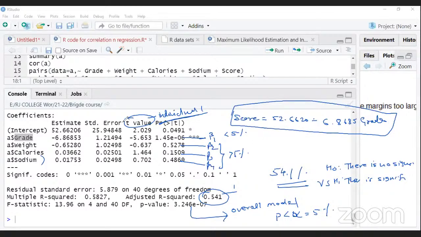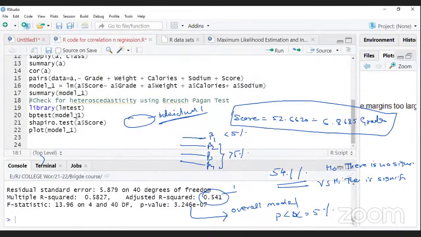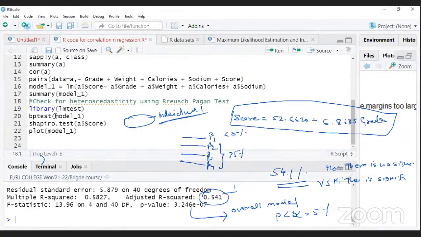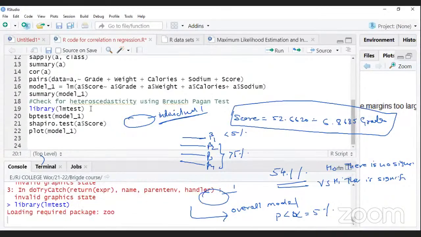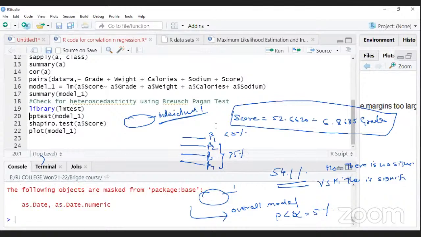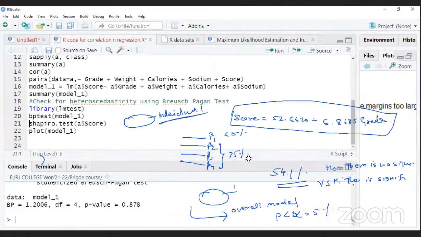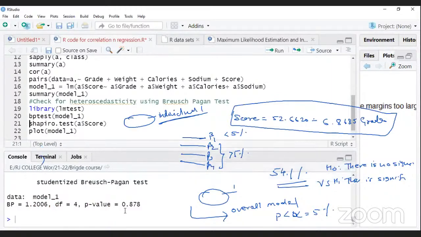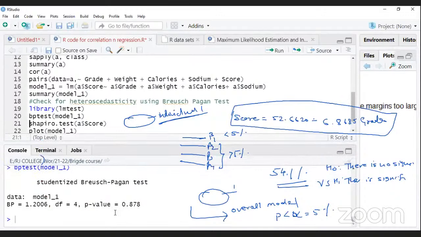So this is the conclusion we have to give, but make sure that we check the assumptions. I will just give a few assumptions, just 2 minutes, it will be over. To check the assumptions, we have to use the library lmtest. We have to apply the BP test for checking whether the model is significant or not. The Shapiro test is used for checking whether the data is normally distributed.